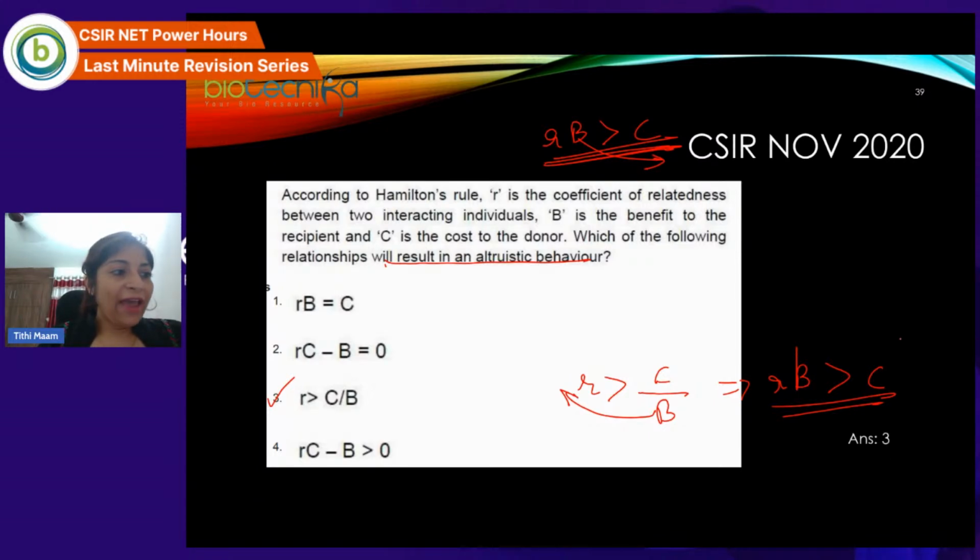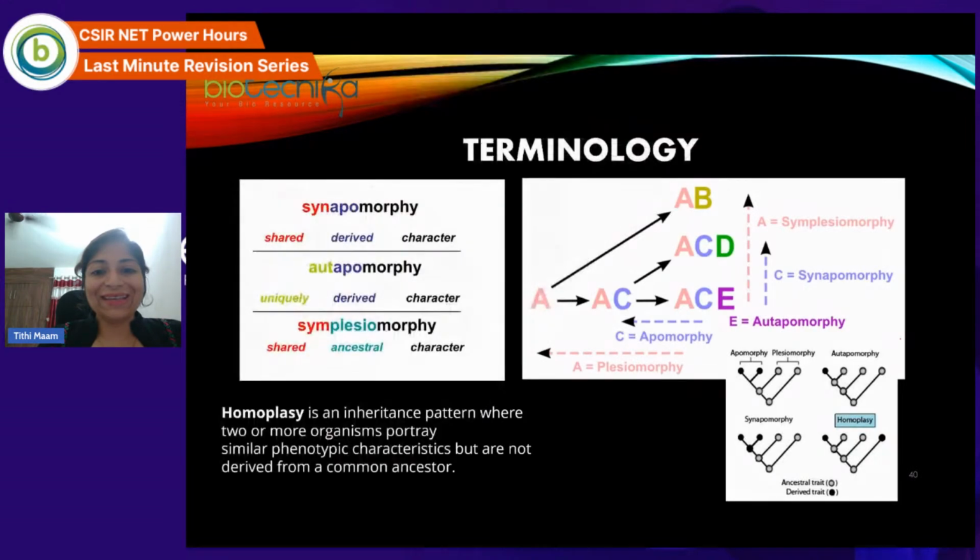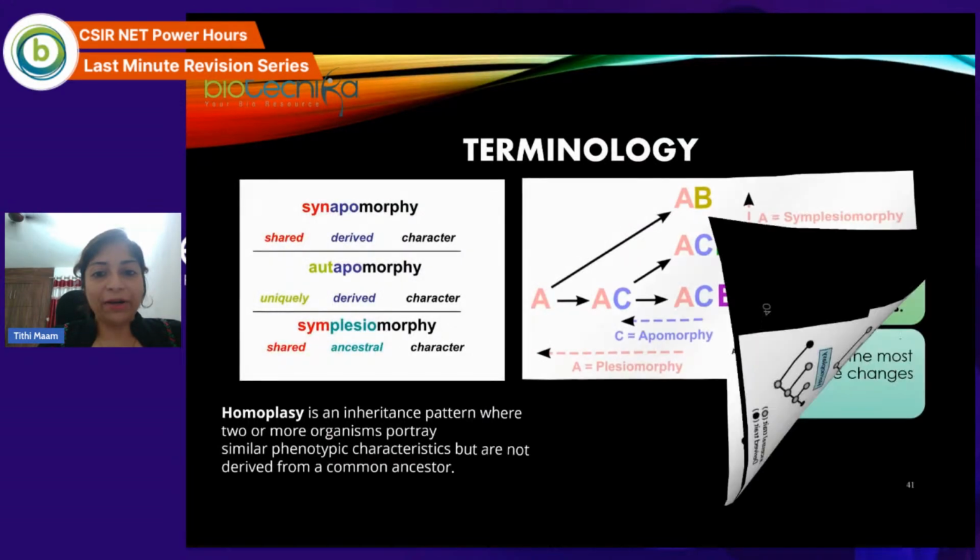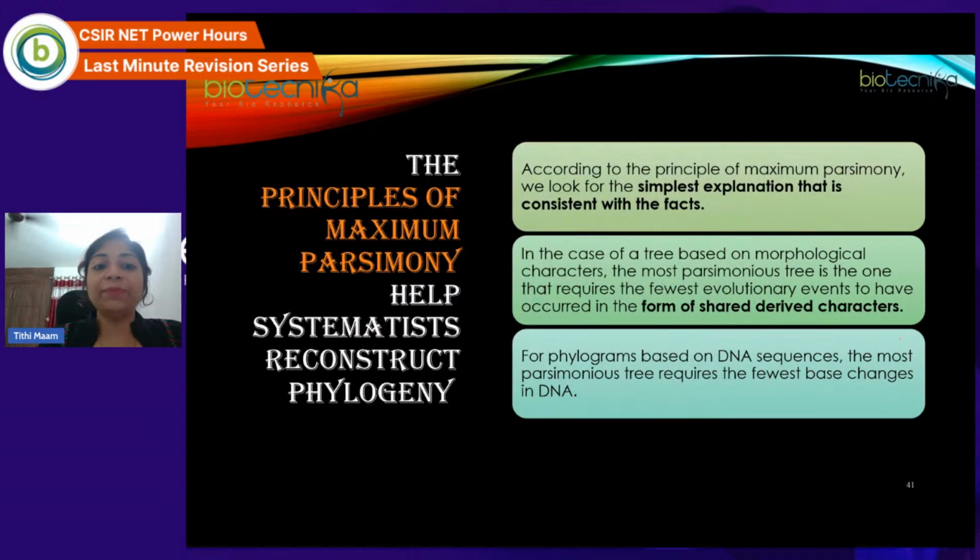Right, now we have the last 4 minutes and I really want to do this part with you. So, the principle of maximum parsimony. Why am I talking about this? Because it is from phylogenetic tree analysis, and questions from this have been asked again, and last time in CSIR 2022 itself a question was asked. These questions are extremely easy. So what is this principle of maximum parsimony?